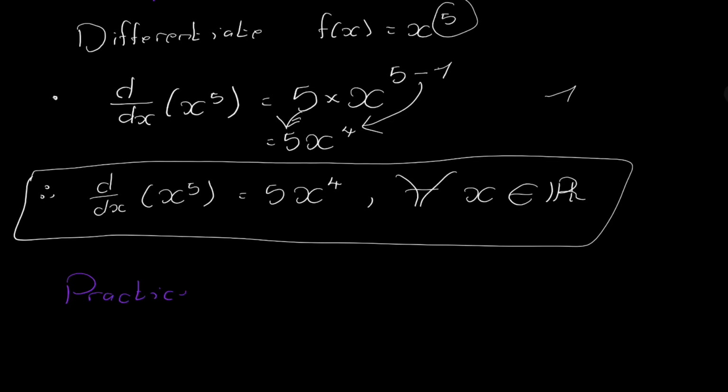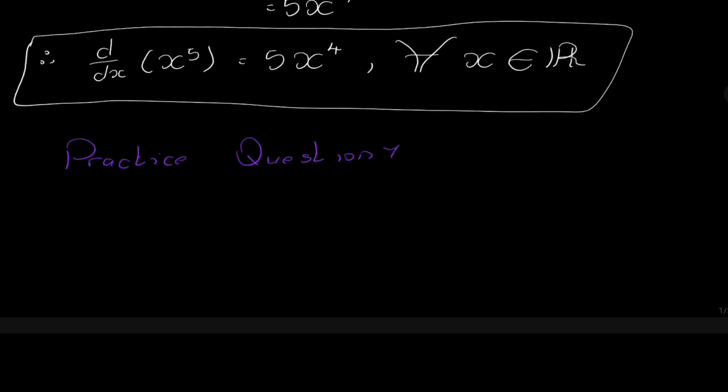Practice question 1. Let's write down the question. Differentiate g of x equals x to the power negative 2.